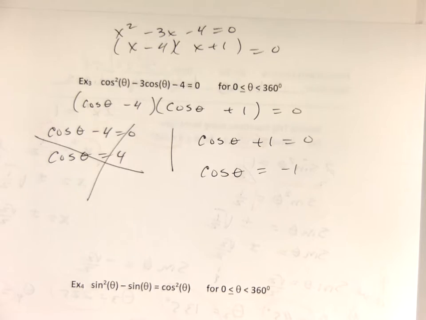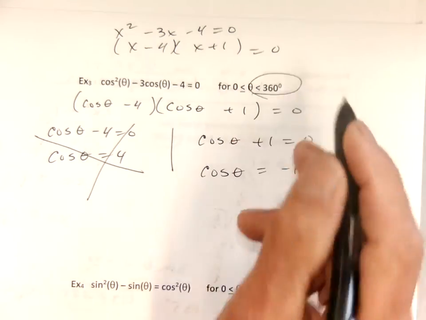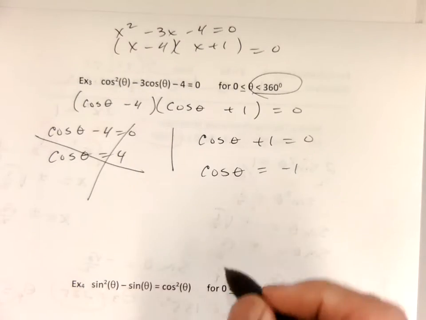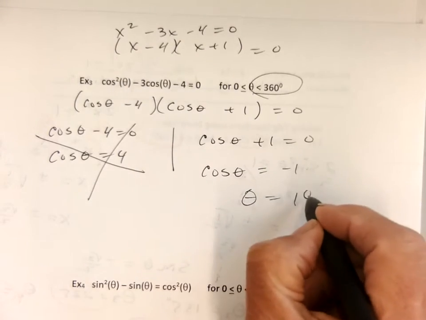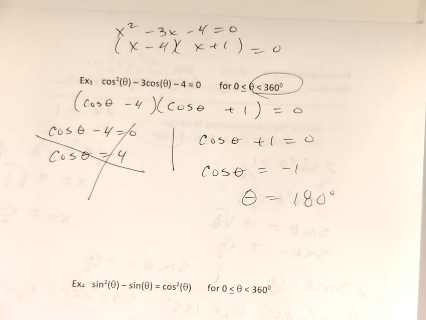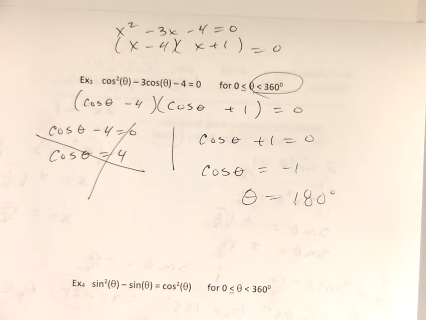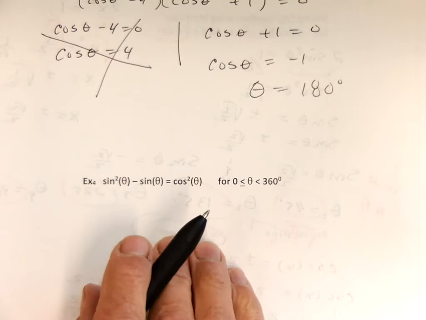And that happens at 180 degrees. The cosine value is negative 1 at 180 degrees. So theta is 180 degrees. So this problem only has one answer, whereas the ones prior had 4, okay? Because that won't work. All right.